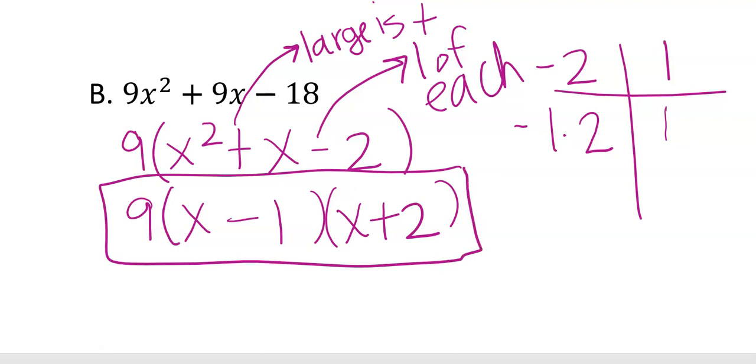So you could have 9 times x plus 2 times x minus 1. The 9 is usually written in the front, so if you have a number, write it in the front. The other factors, the order doesn't matter as long as you have each one. That's what I'm looking for.